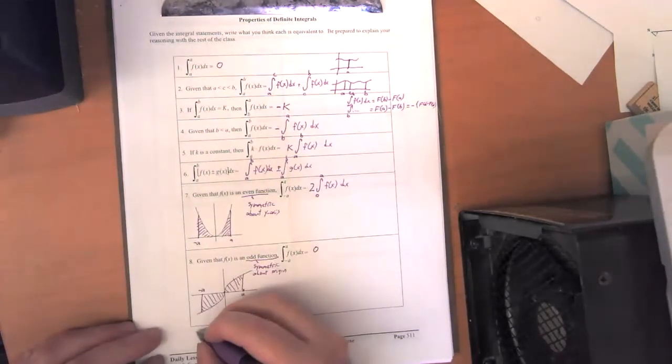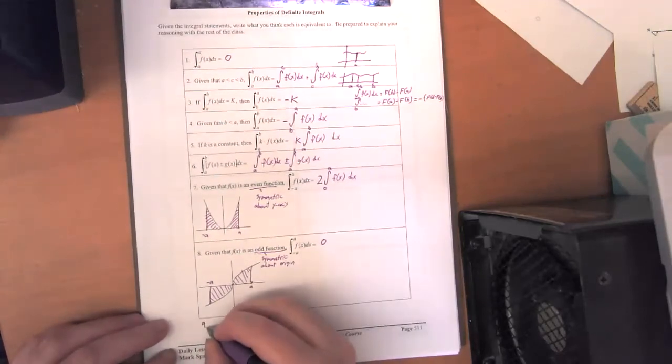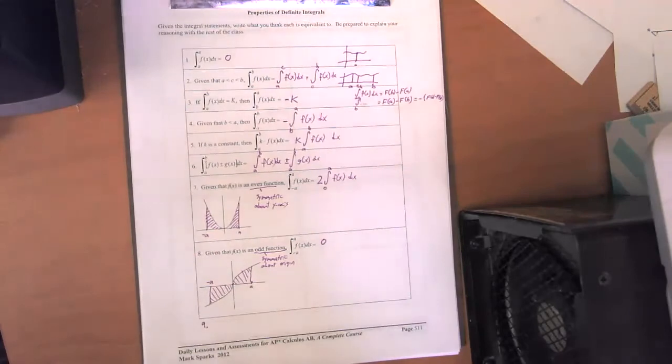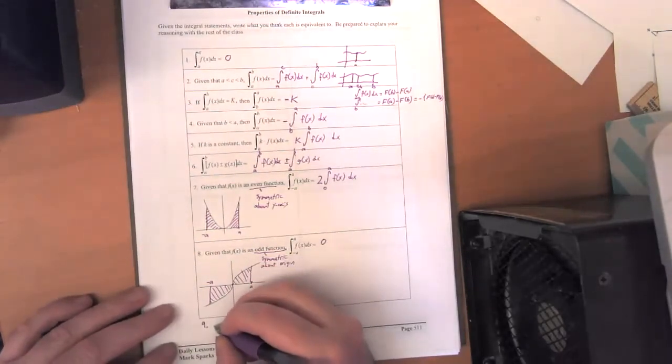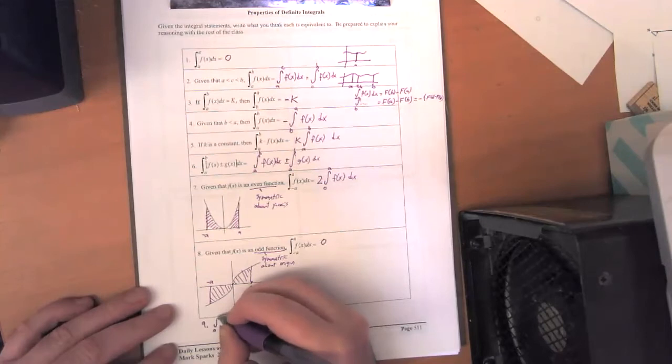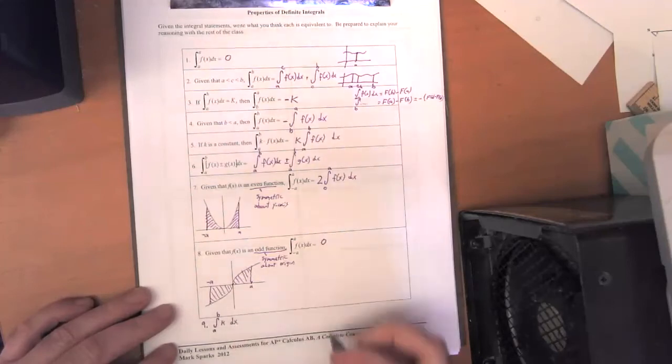I want to add in a ninth rule, so give yourself a little bit of room down here. Because this is something that will help you out, and it's maybe something that you haven't thought about, but it's kind of nice to see. Let's say that we want to take the definite integral from a to b of some constant k dx.